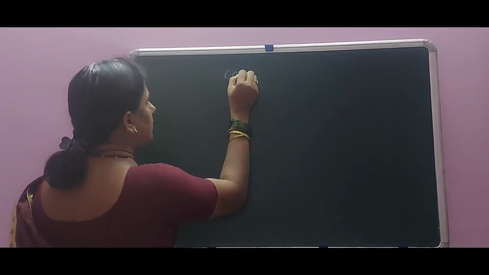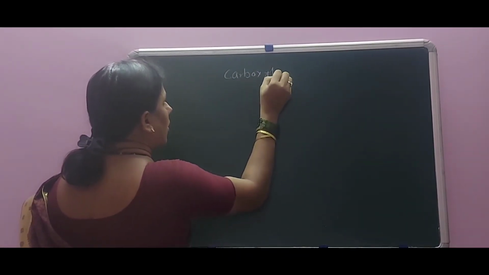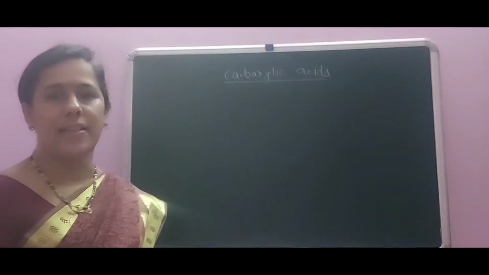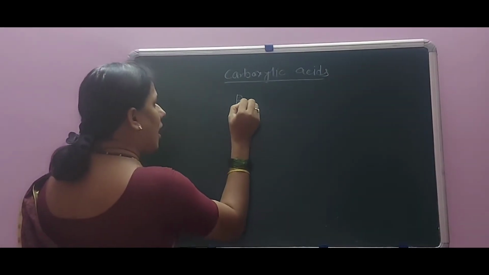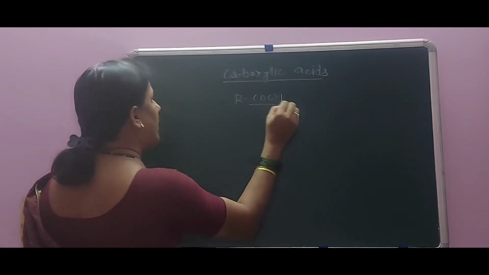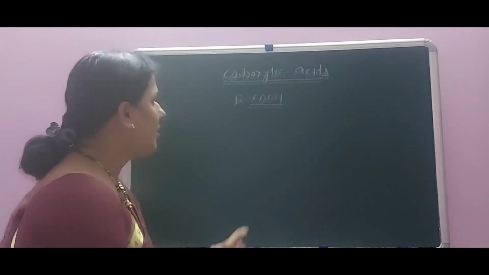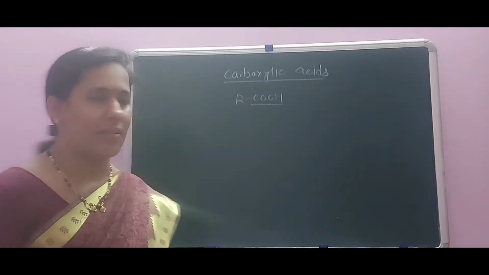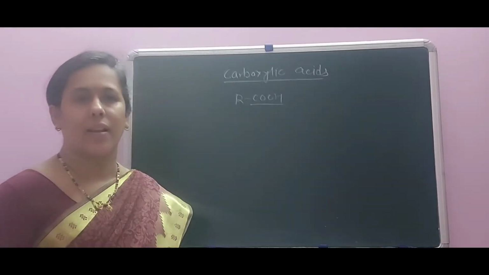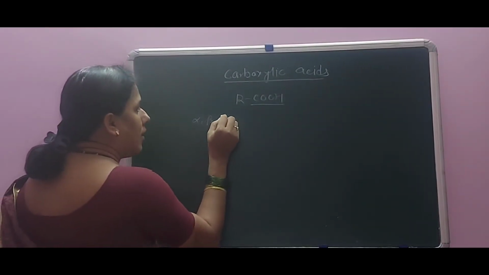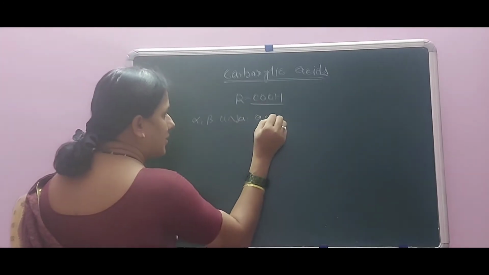Hello everyone. Today we are going to discuss some carboxylic acids. Carboxylic acids have the formula RCOOH. The acids which carry the functional group COOH in a terminal position are called carboxylic acids. In today's lecture, we are going to discuss some alpha beta unsaturated acids.